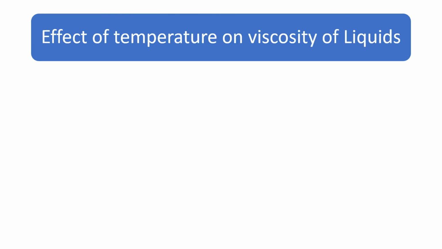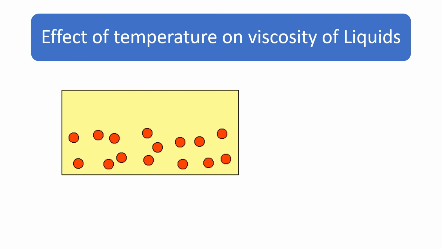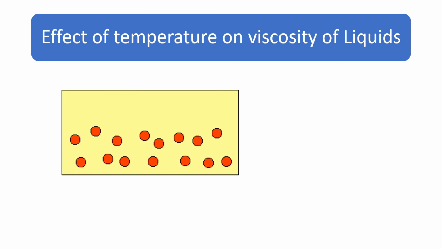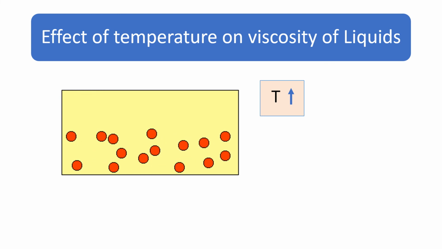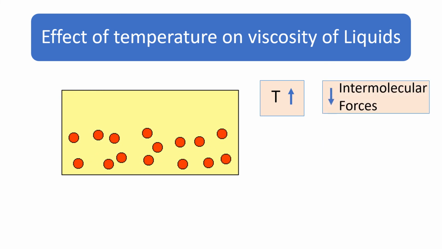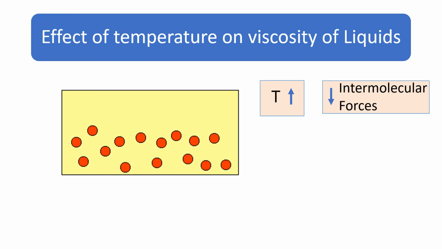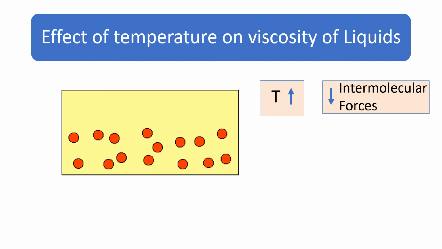So what is the effect of temperature on the viscosity of a liquid? You can see here the viscosity in a liquid is due to the intermolecular forces. As the temperature increases, the intermolecular forces get reduced. So the viscosity will also get reduced in the case of a liquid, because viscosity is due to the intermolecular forces. As intermolecular forces are reduced, viscosity will also get reduced.